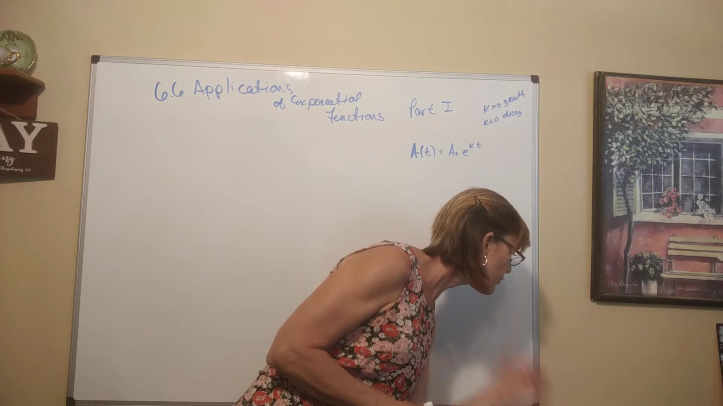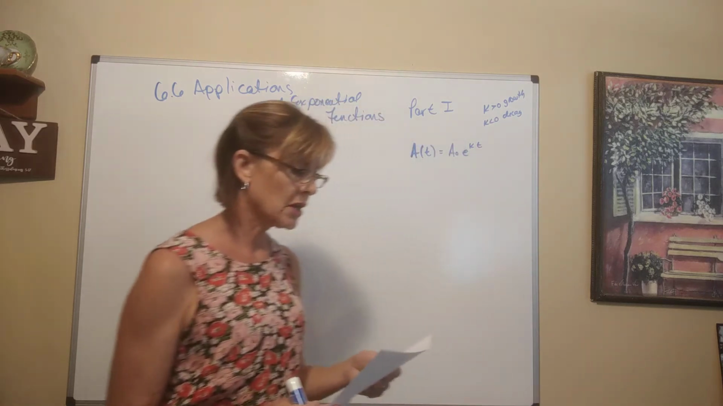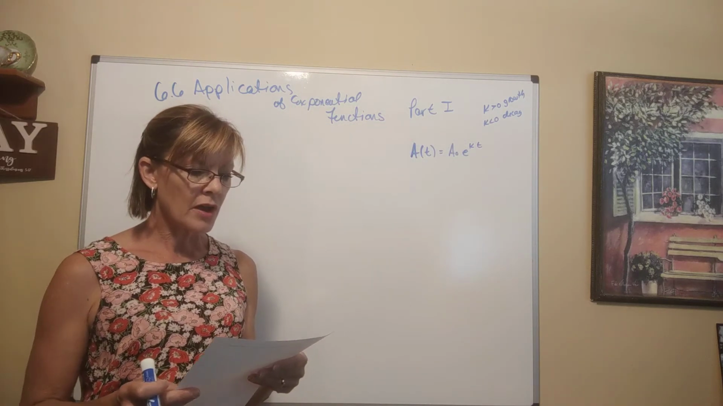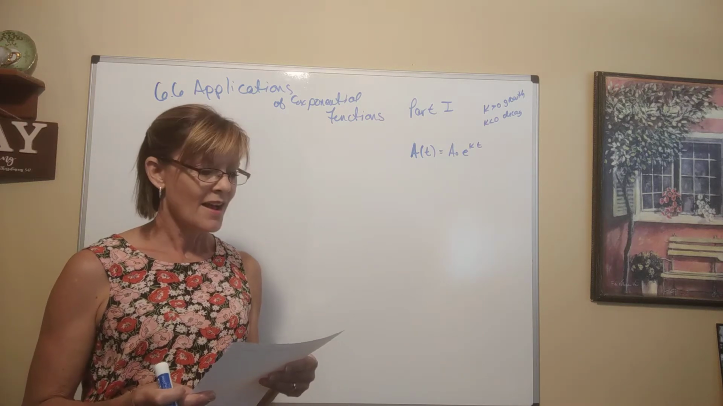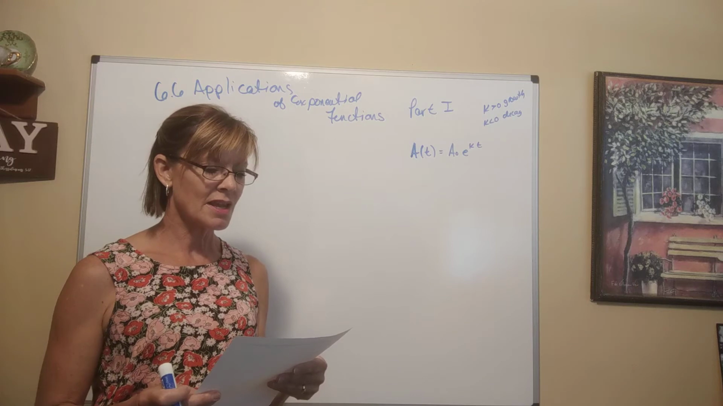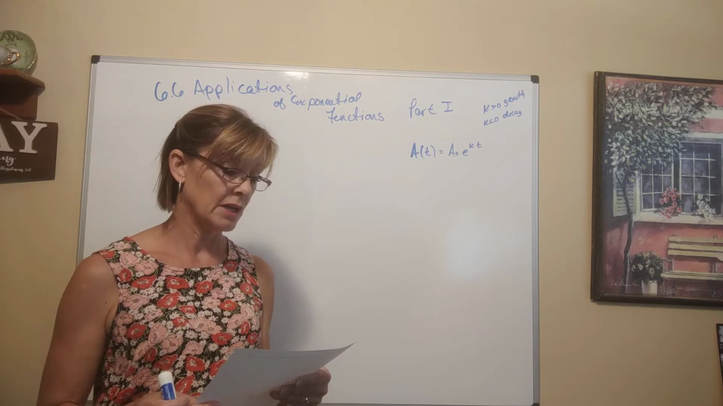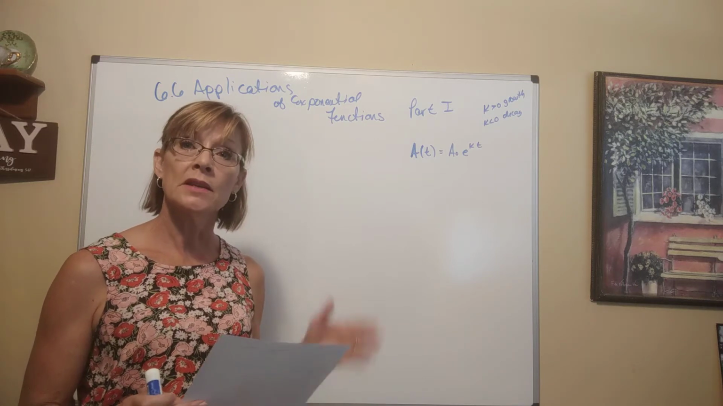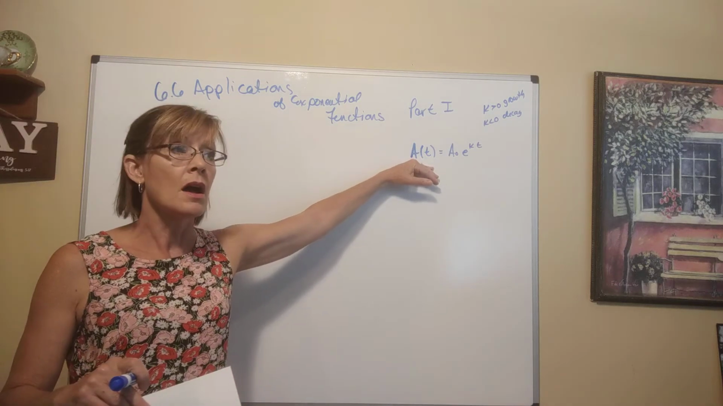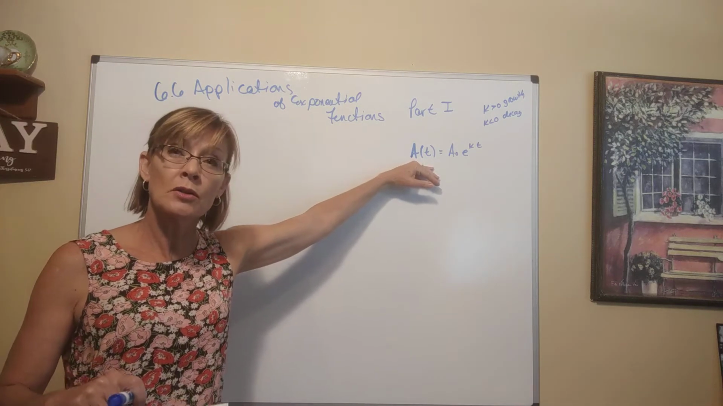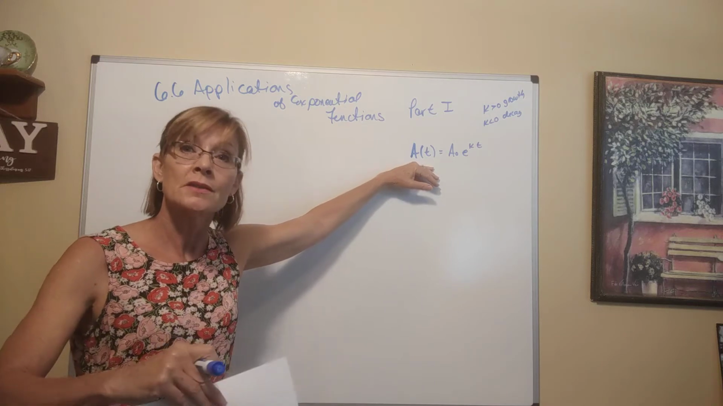The number 3, the first one on your sheet, says, a certain paint from the Lascaux caves of France, I don't know if I said that right, contains 15% of the normal amount of carbon-14. Estimate the age of the painting. So this is an illustration of how we can use an exponential decay model to figure out how old something is, carbon dating.